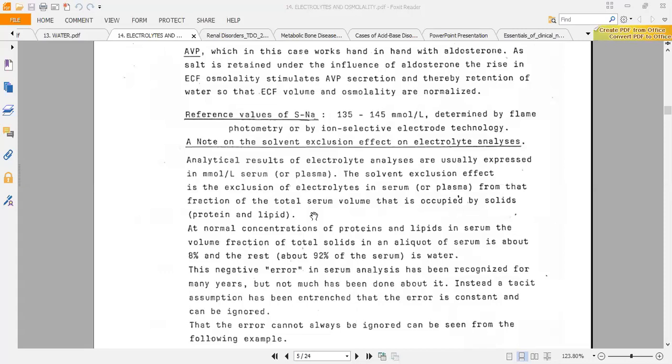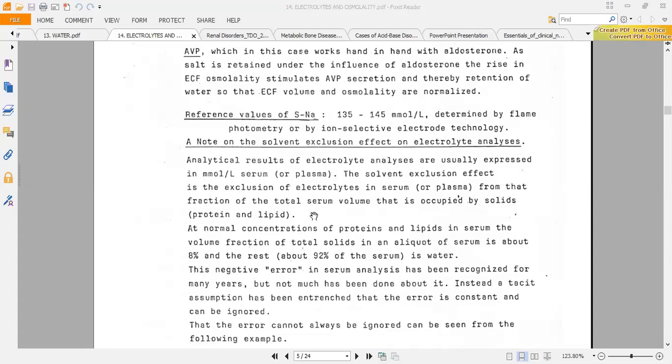Let's say I have sodium at 135. That is 135 millimoles of sodium in 1 liter of water, so the concentration will be 135 millimoles per liter. Now here is the case where I have additional fluids like lipids and proteins. Let's say those also give me 0.5 liters.